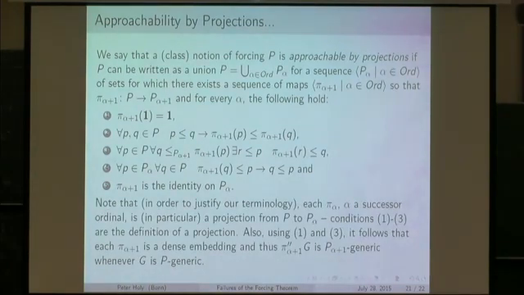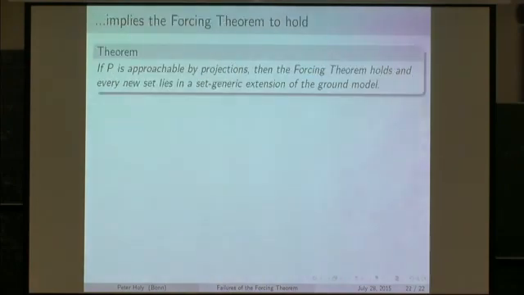And as I already mentioned, by conditions 1 to 3, the pi_{alpha+1} are projections. And we also get that if you have a generic filter G for the forcing P, then the images of G under the projections are generic for those initial segments. And so this is sufficient for the forcing theorem to hold. So the theorem is that if P is approachable by projections, then the forcing theorem holds. And moreover, every new set is in a set generic extension of the ground model, namely, it's in a generic extension by one of the P_alpha.